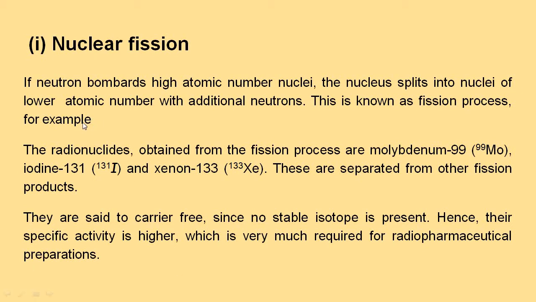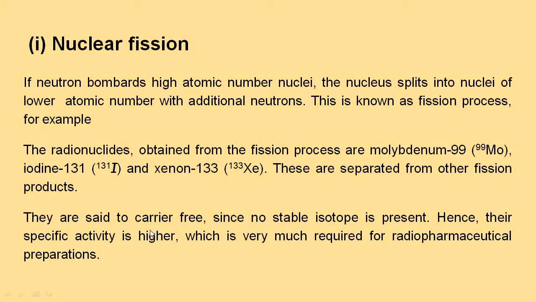We have not got an example here. This is known to us. The fission of uranium, thorium, etc. are known to us. The radionuclides obtained from the fission process are mainly molybdenum-99, iodine-131, and xenon-133. These are separated from other fission products.